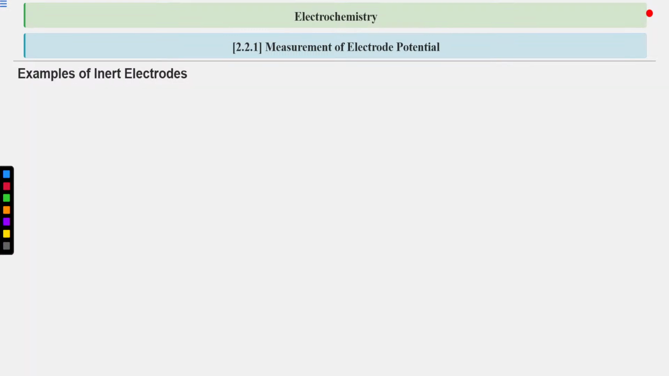Now let's see the examples of inert electrodes. The metals like platinum or the gold, which are used as inert electrodes. Okay, so platinum or gold are used as inert electrodes because they will not react as much, or you can say they do not have this much of reactivity to react with anyone. So platinum and gold, they are generally used as inert electrodes.